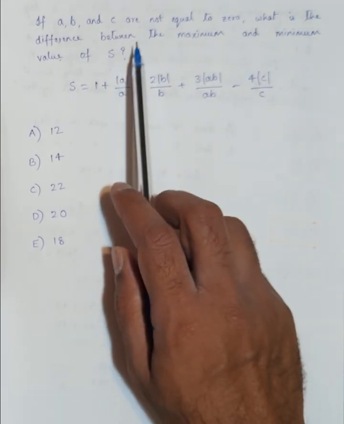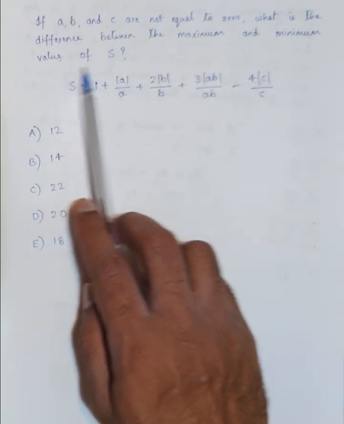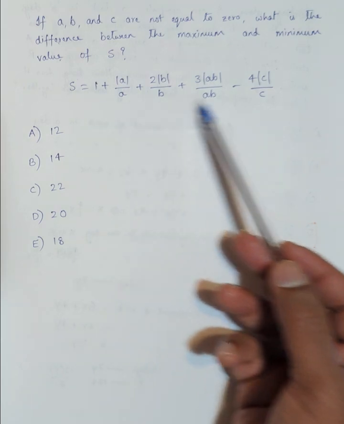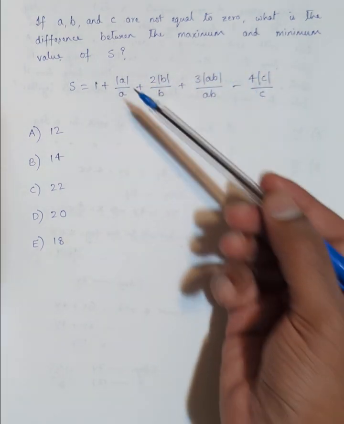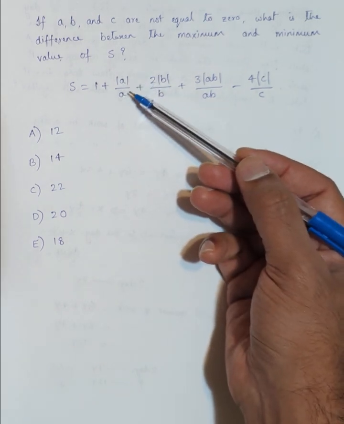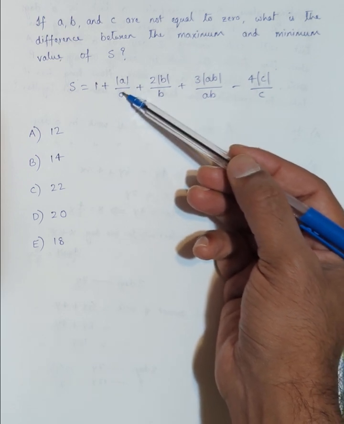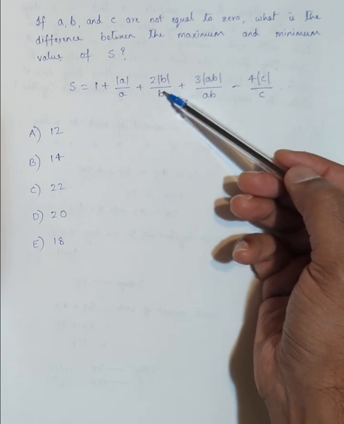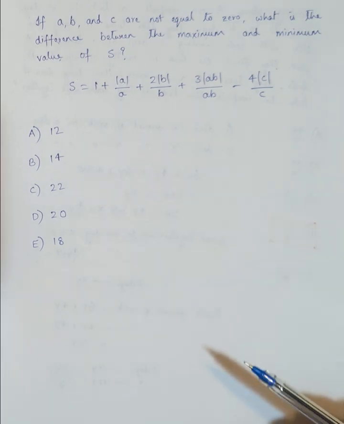If A, B, and C are not equal to 0, what is the difference between the maximum and minimum value of S? And S is given by this expression. So it involves absolute values. Now, the absolute value of A is either the same as A or its opposite. So this ratio is either positive 1 or negative 1. And similarly, this is either positive 2 or negative 2. And this is positive 3 or negative 3, and so on.